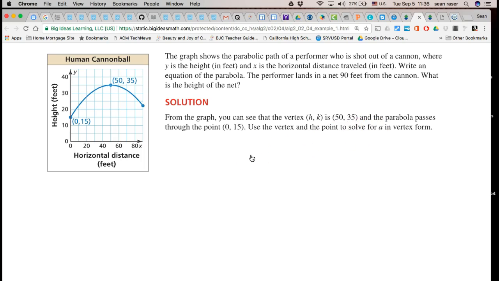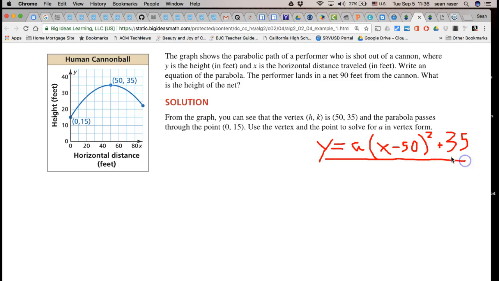So the first thing that you want to do is go ahead and plug in your vertex. So you're going to get y equals a times the quantity of x minus 50, right? 50 is the h value. That's the x coordinate of our vertex, squared, plus k, which is 35. Now, we almost have our full equation right here. We're almost there. The only piece that we're missing is this a value. We don't know what that is.